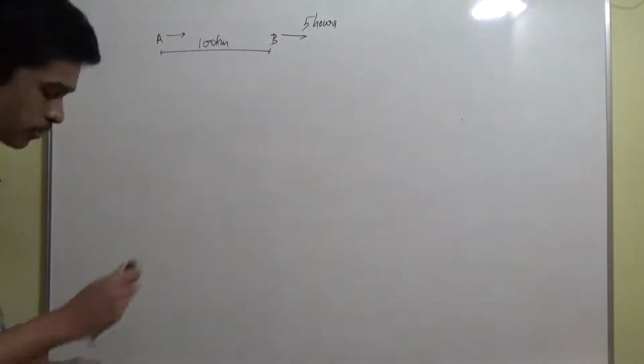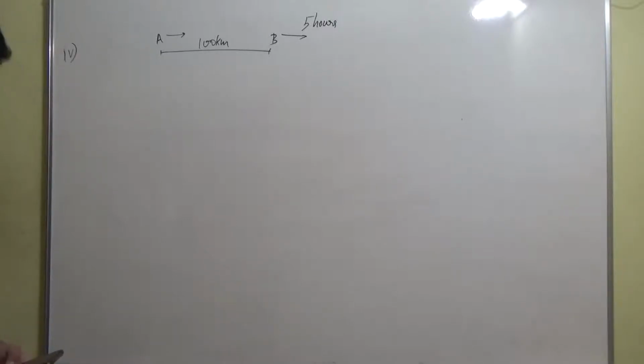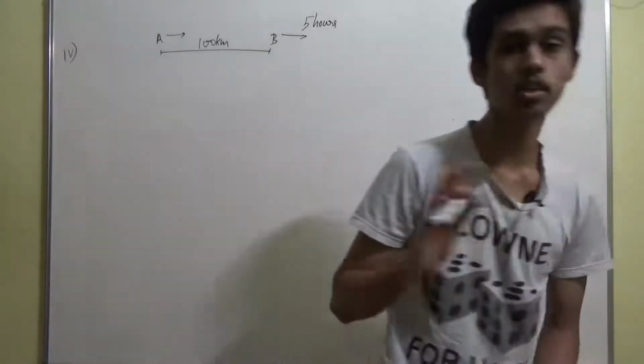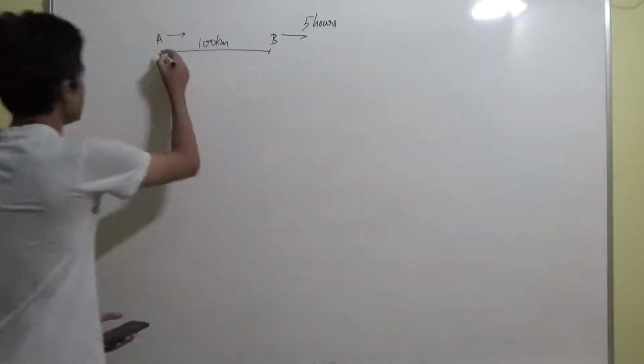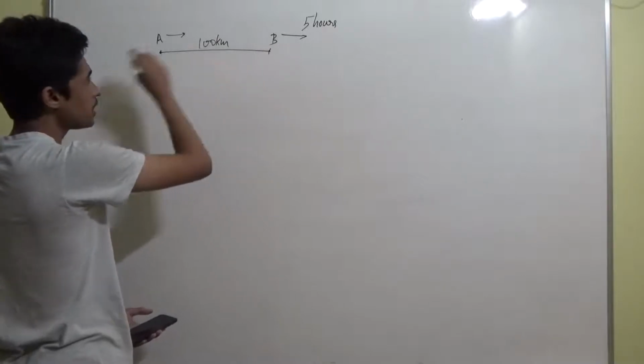So the fourth sub question says, guys, there are two places A and B which are 100 kilometers apart on the highway. One car starts from A and another car starts from B at the same time. If the cars travel in the same direction at different speeds, they meet in 5 hours. If they travel towards each other, they meet in 1 hour. What are the speeds of the two cars? Okay, guys, they are saying there are two cars which are located 100 kilometers apart. Here is car A and here is car B, and the distance between them is 100 kilometers.